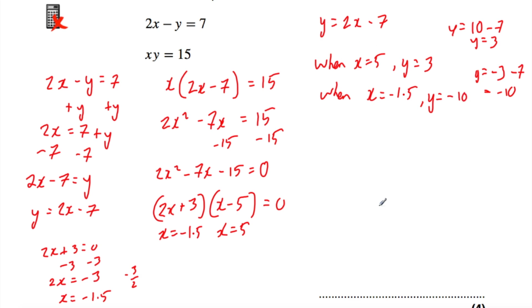So there are two solutions: x equals 5 and y equals 3, or x equals minus 1.5 and y equals minus 10. And again, if you were given this question in terms of finding where this straight line intersects this curve, the coordinates of those points will be 5, 3, and minus 1.5, minus 10. And that's it. Okay, let's look at our next question.